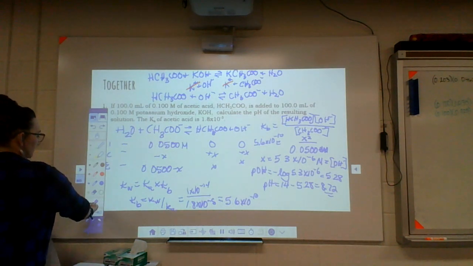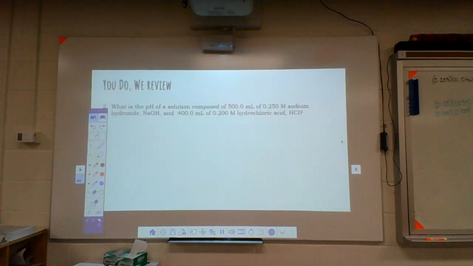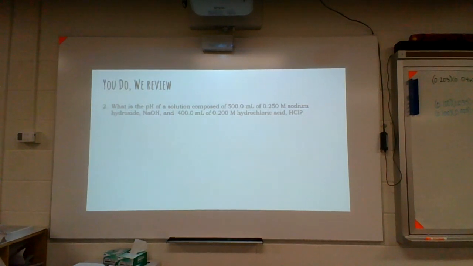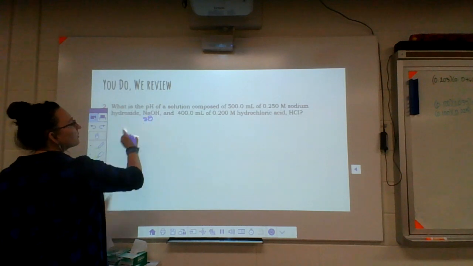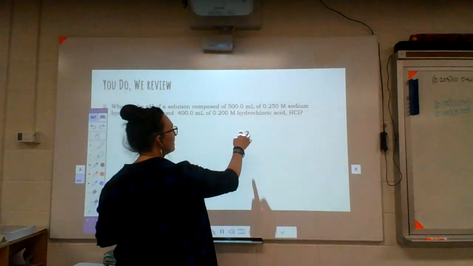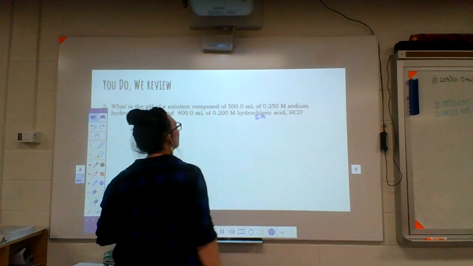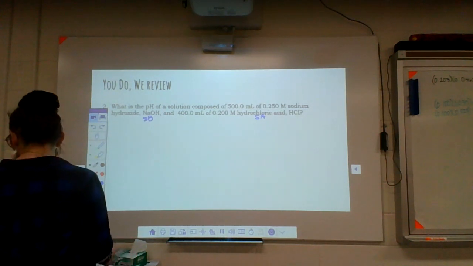Let's try the we do. So they want to know what's the pH of a solution composed of 500 milliliters of 0.25 molar sodium hydroxide. That's a strong base. And 400 milliliters of 0.2 molar hydrochloric acid. That's a strong acid. Okay, so when I have a strong acid and a strong base, I need to do the mole calculations first.